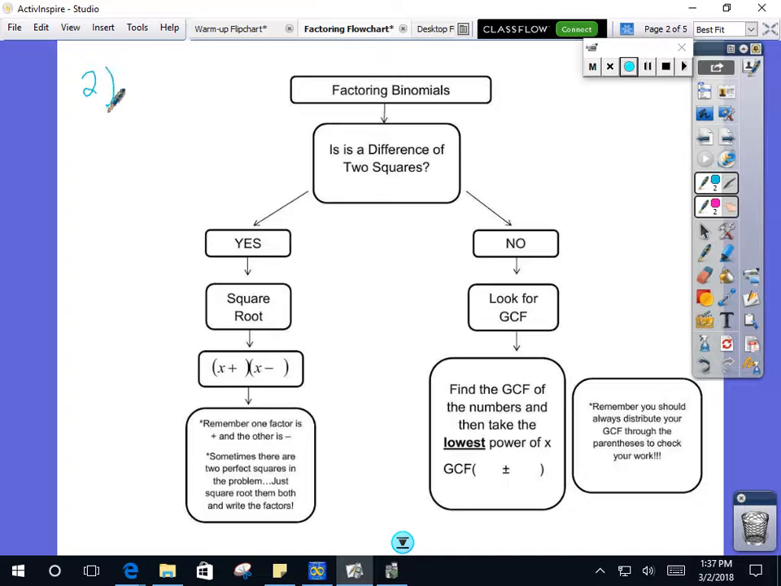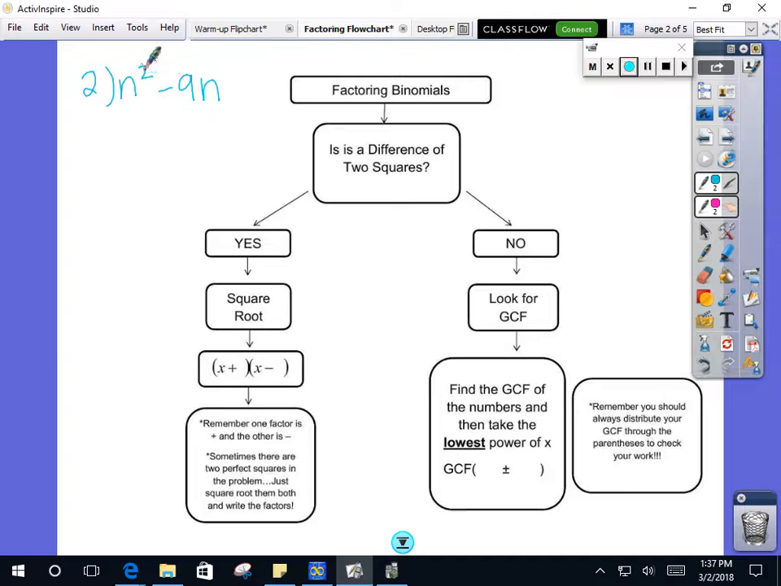Okay, the first term is that n squared. The second term is the minus 9n. Is this a difference of two squares? No. It is a difference, but both of those terms are not perfect squares.